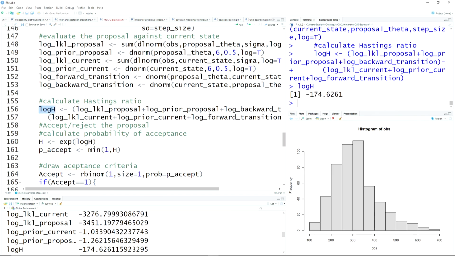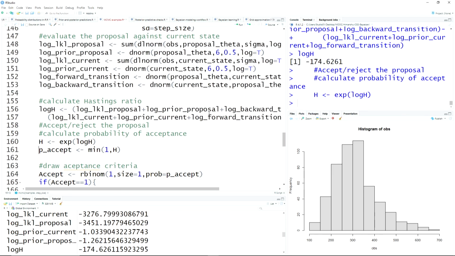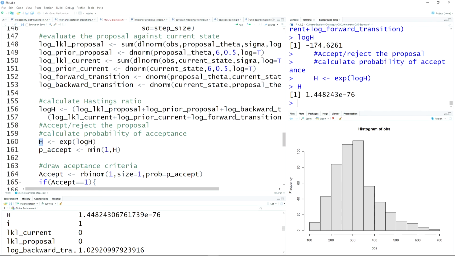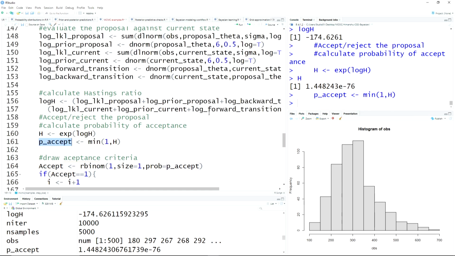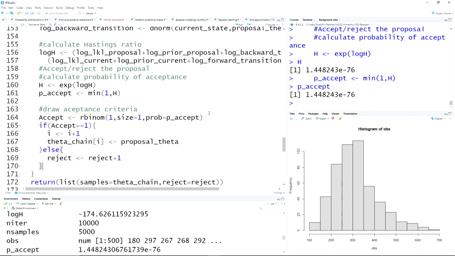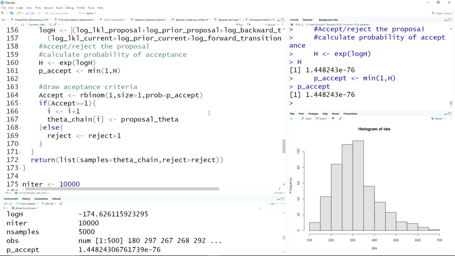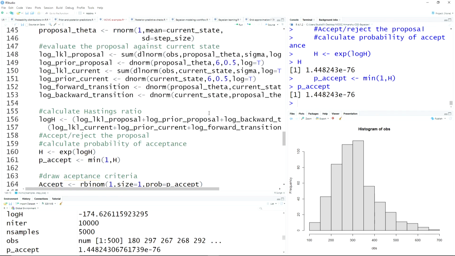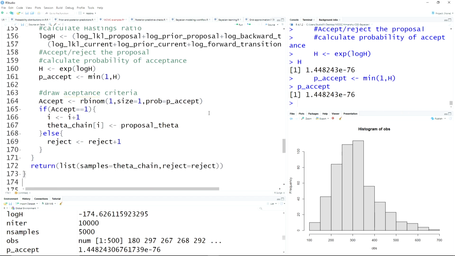So this gives me a log h of minus 174, and when I calculate h from this, h comes out to be 1.44 times e to the power minus 76, right. From this I can calculate the probability of acceptance, which in this case is this, and now I can decide my acceptance and rejection criteria. So this is how I am now dealing with this problem. I calculated everything on log scale and am operating on log scale now. I calculated log h, which I transformed into h, and I calculated the probability of acceptance from this.